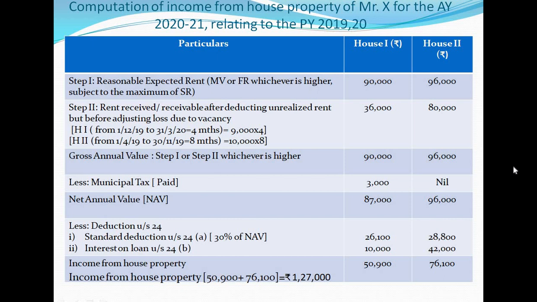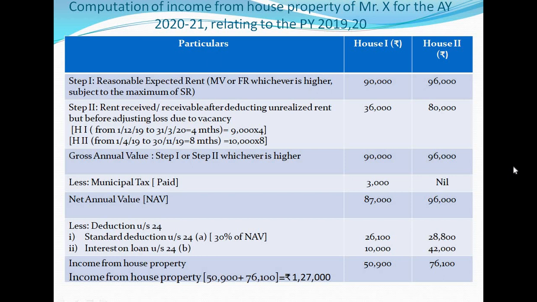Since there's no loss due to vacancy, to get the gross annual value, it will simply be step 1 or step 2, whichever is higher. So in the case of house 1, step 1 is higher, that is 90,000, and in the case of house 2 also, step 1 is higher, that is 96,000.